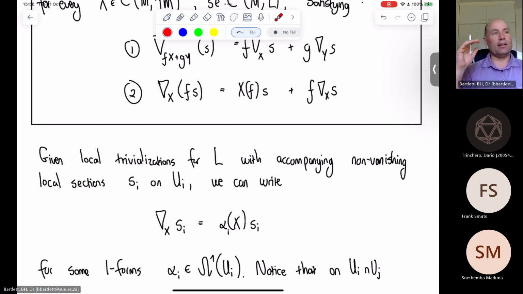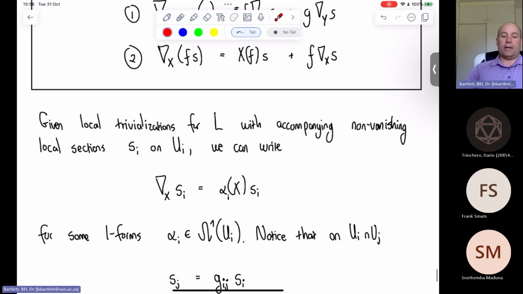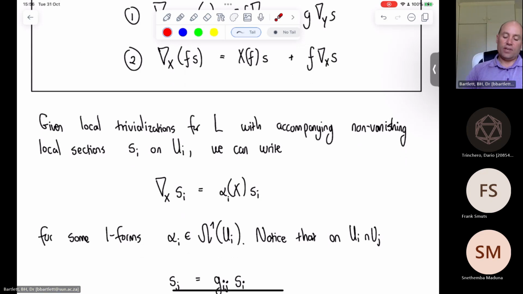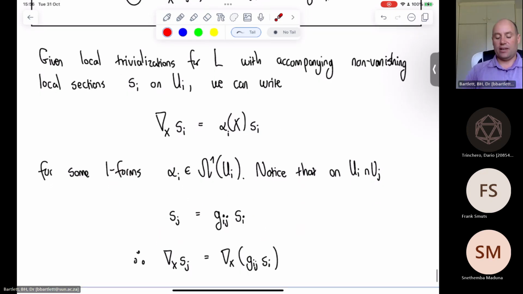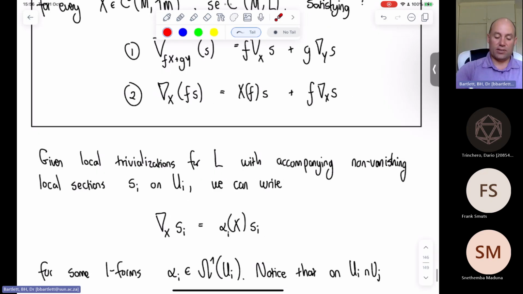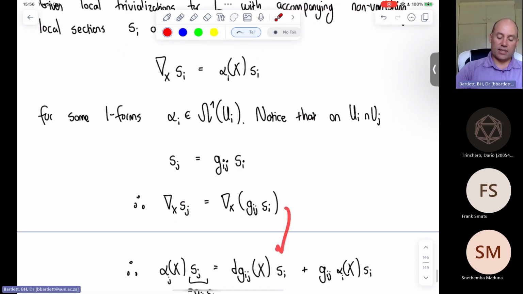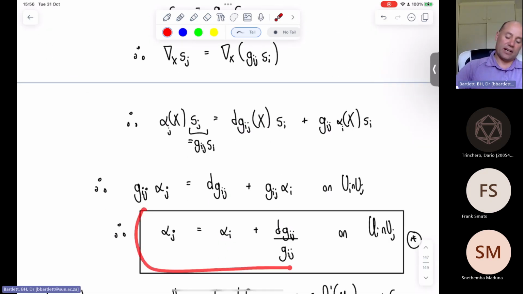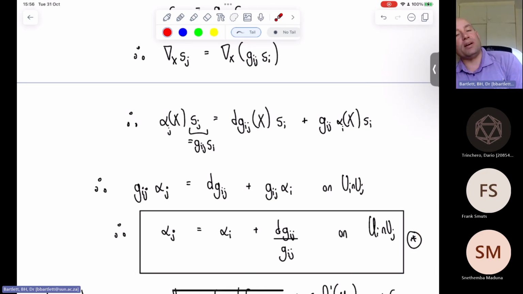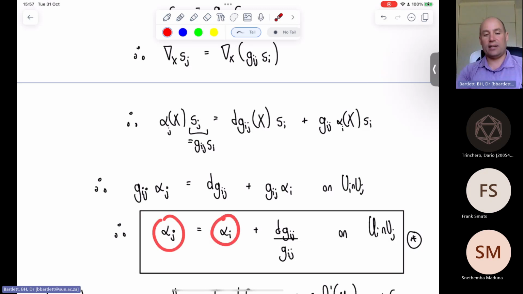So from a line bundle with connection and from a local trivialization of the line bundle, I extracted a bunch of one forms on each open set. Now notice that on the intersections, U_i intersected with U_j, since S_j is equal to g_ij times S_i, if I take the covariant derivative of both sides and then use this Leibniz rule, that's going to get me here. And that's going to tell me that these one forms are related like this. I have a bunch of one forms on each U_i, and this equation tells me how the one form on U_j is related to the one form on U_i. It tells me that alpha_j is equal to alpha_i plus something.